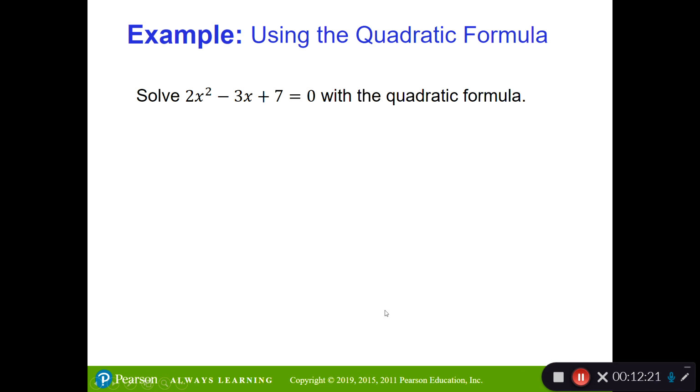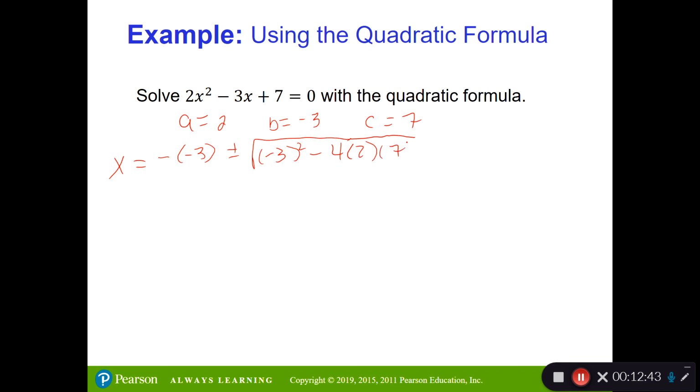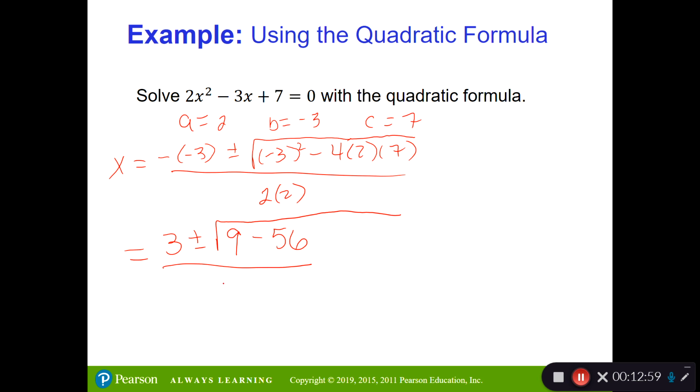All right, let's solve this one using the quadratic formula. So my a is 2, my b is negative 3, and the c is 7. So I would have x equals negative b, so negative negative 3, plus or minus the square root of negative 3 squared. Notice I put that whole thing in parentheses, minus 4 times a times c, all over 2 times a. So negative negative 3 would be a positive 3, plus or minus the square root of negative 3 times negative 3, which is a positive 9, minus 8 times 7, which is 56, all over 4.